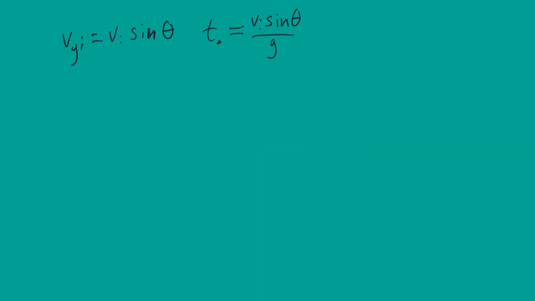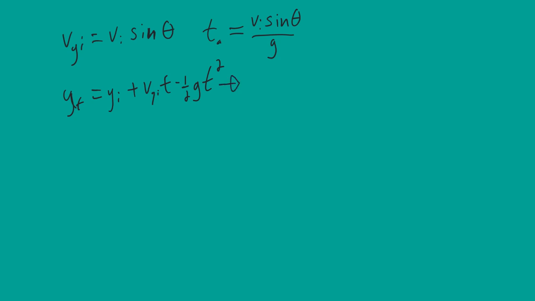So now that we have this time to the apex, we can use it to find the total height that our projectile travels up to. The first thing we're going to need is the equation for position in the vertical direction. So that's y final equals y initial plus Vyi times time, and then it's minus because gravity is negative, 1/2 the acceleration of gravity times time squared.